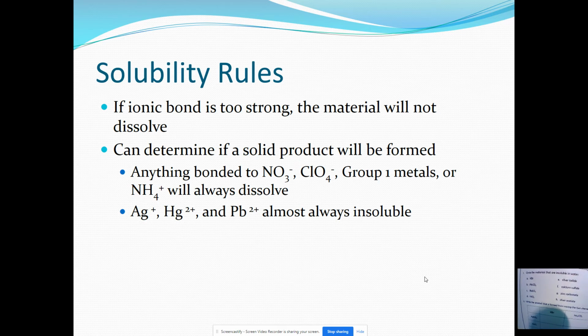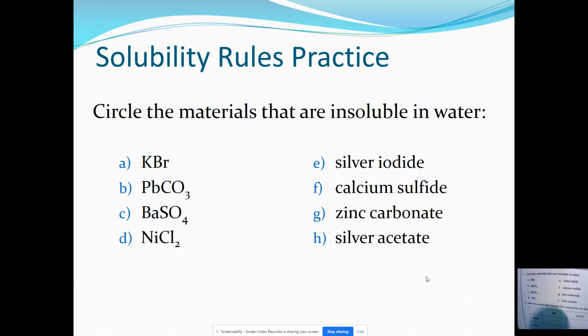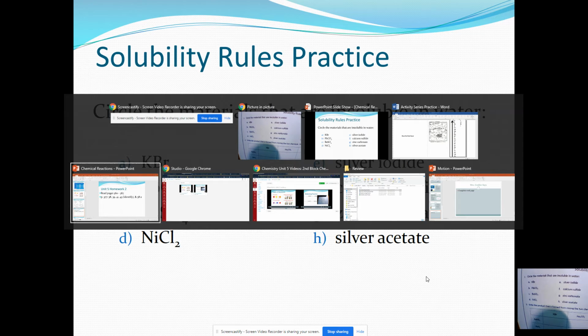Anything that is bonded to a nitrate ion, a perchlorate ion, group 1 metals, or ammonium will always dissolve. Silver, mercury, and lead are almost always insoluble. They stay a solid. They do not dissolve. All right, so we're going to just practice looking at our rules. We've got a couple of different things that we're going to look at and see whether or not they're going to dissolve. Let me get a copy of our solubility rules up.